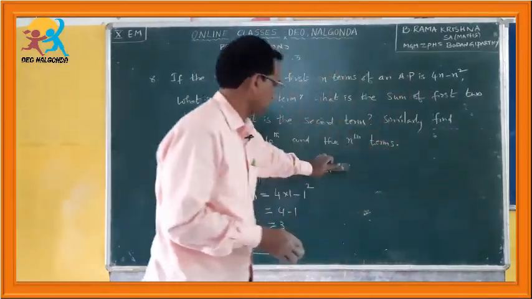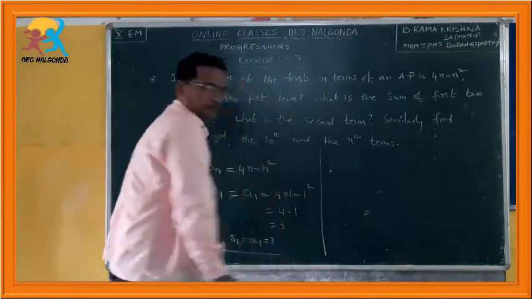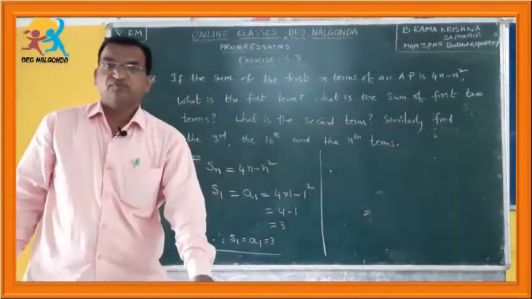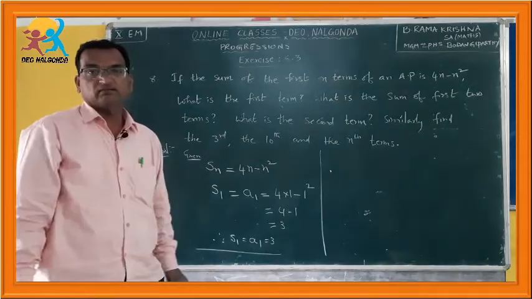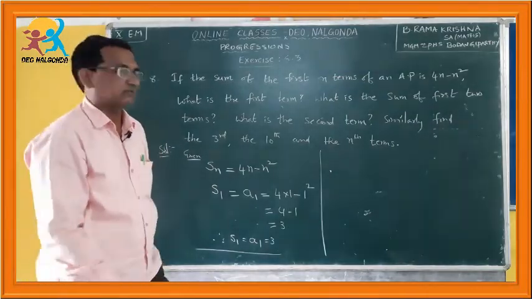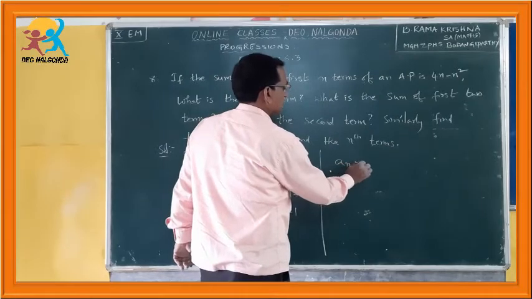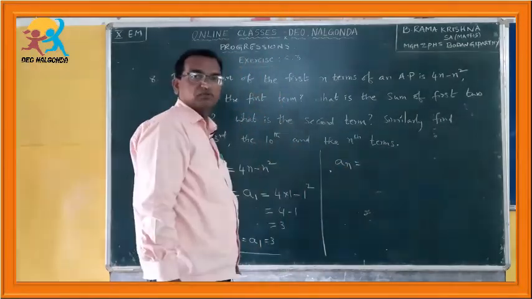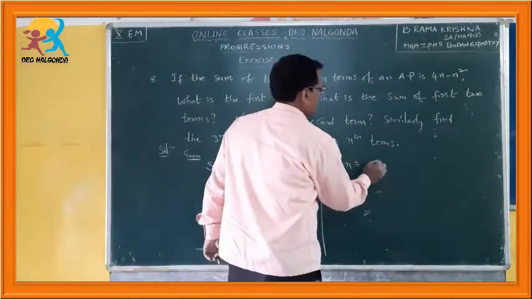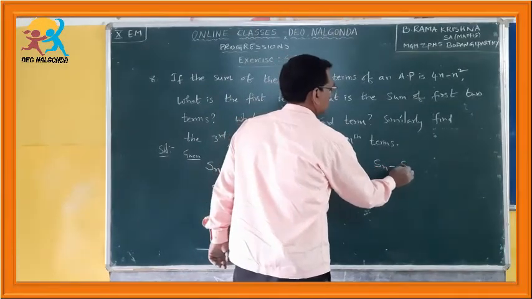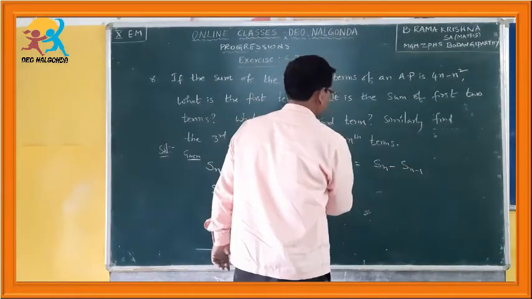Next, here one more formula is there which you have to understand. An, the nth term, is also given as Sn minus Sn minus 1.